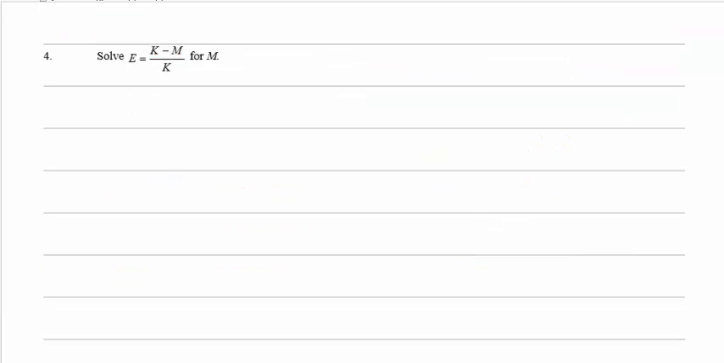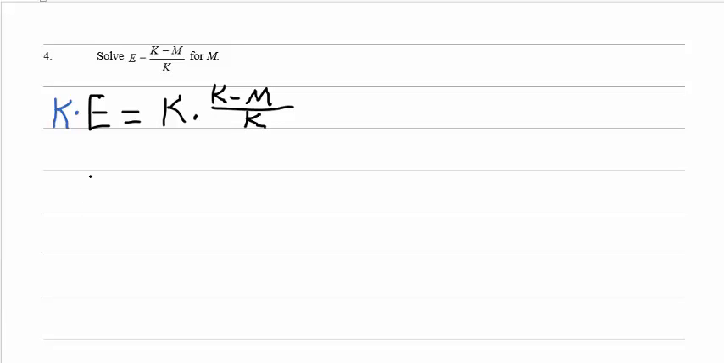Okay, let's solve E equals (k minus m) over k for m. Well, the first thing I'm going to do, of course, is clear fractions. And there's only one fraction, so there's only one denominator. So I'm going to multiply k times the left side of the equation, as well as times the right side, (k minus m) over k. And I'm solving for m.